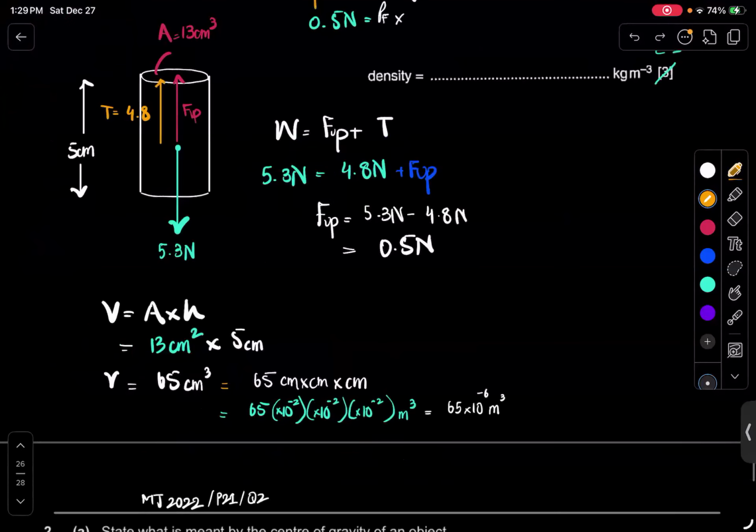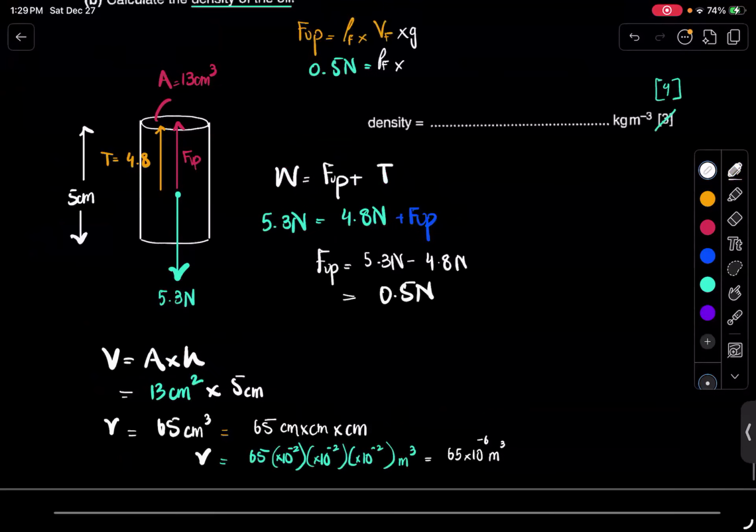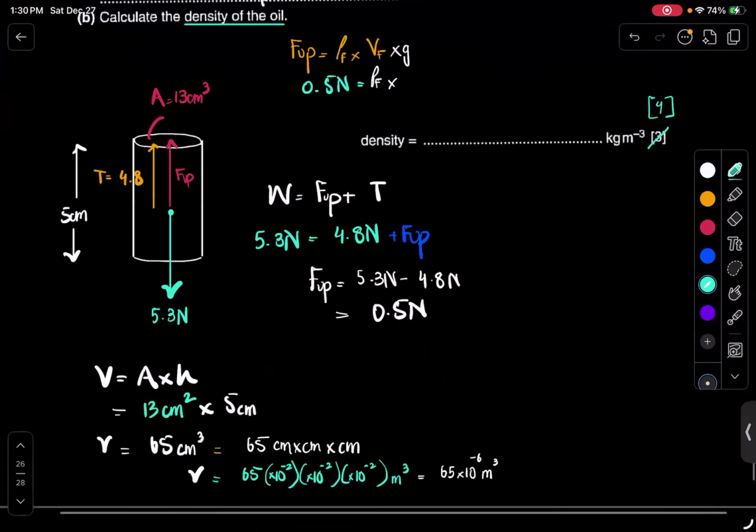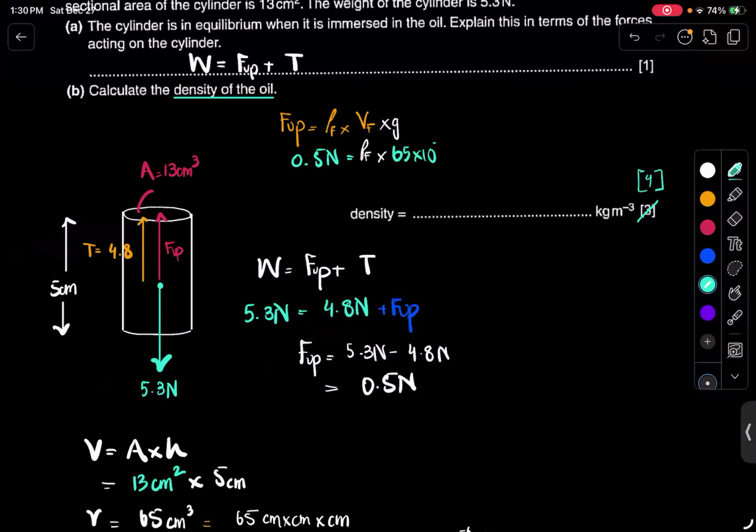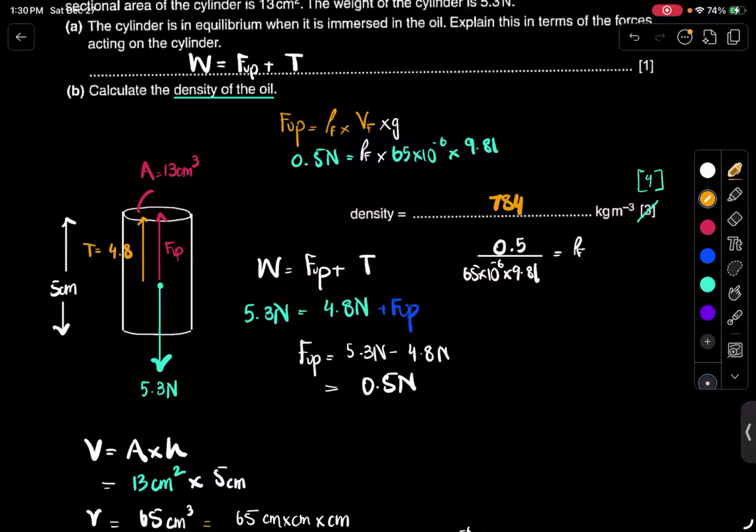Okay, so that's the volume. And you figure it out. The volume is 65 into 10 to the power minus 6, multiplied by 9.81. That's it, you've solved it. So 0.5 divided by 65 into 10 to the power minus 6 multiplied by 9.81 equals the density of the fluid. Let's see who's going to win. 784. Nice. Hania, you got it right. 784 is the right answer.